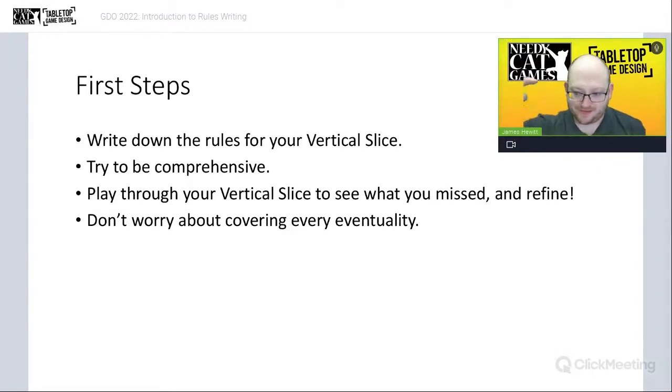And then go into that test cycle, right? So you've made the rule book. You're going to test it. You're going to make observations based on that test, and you're going to refine and iterate it. Keep on going. Again, don't worry about covering every eventuality, because they will be ironed out over testing.